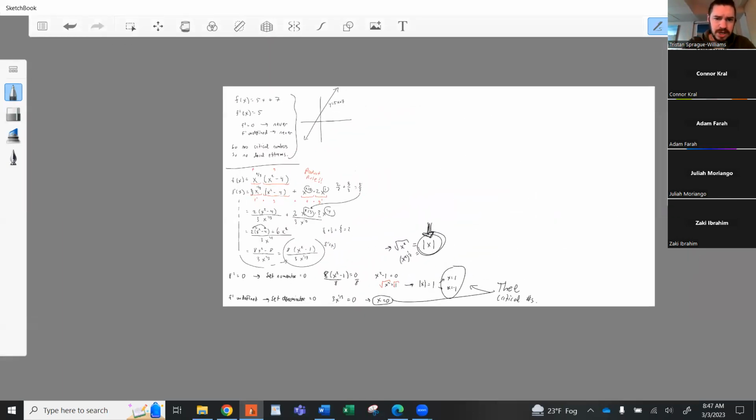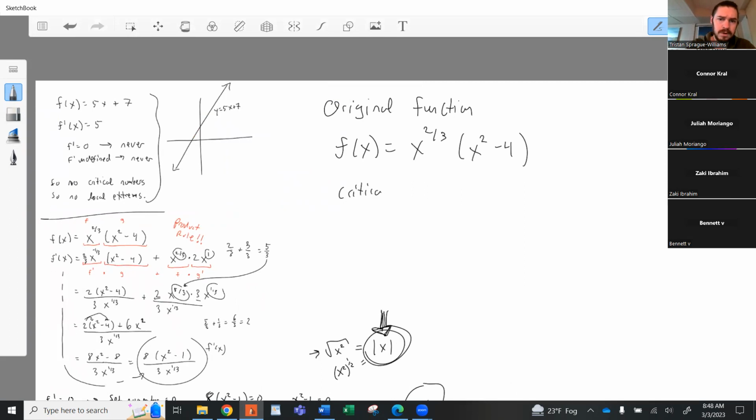Now, going back to the original function here, f of x was x to the 2/3 times x squared minus 4. If we look at our critical numbers, they are -1, 0, and 1 in order. All three are in the domain of f. Okay, so all three of these are possible local extremes.